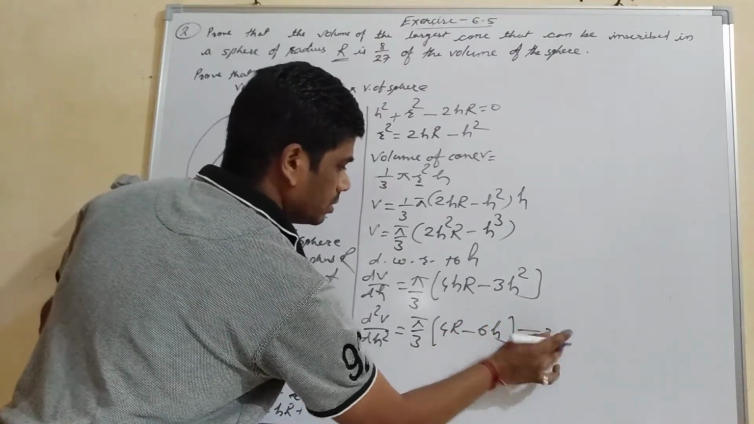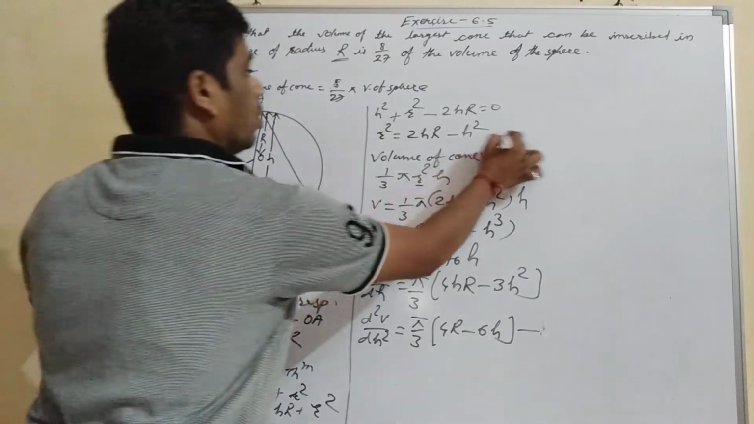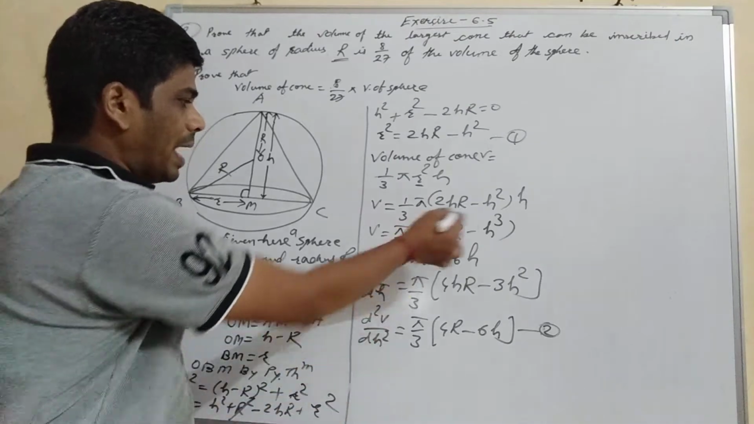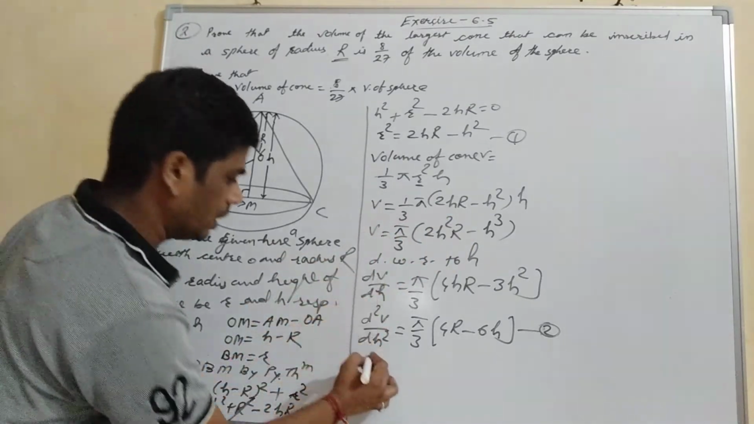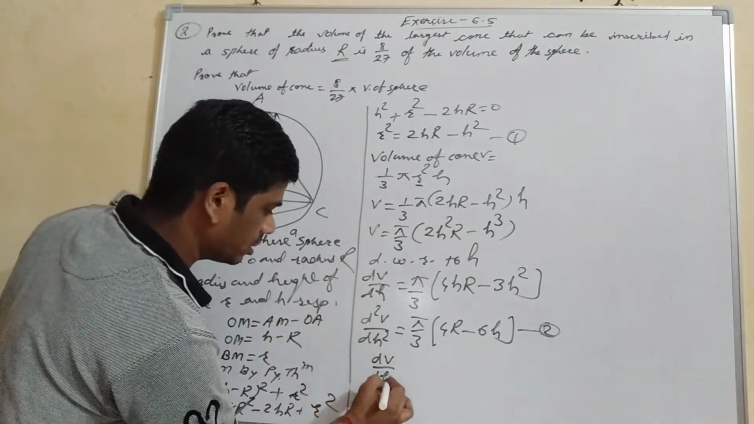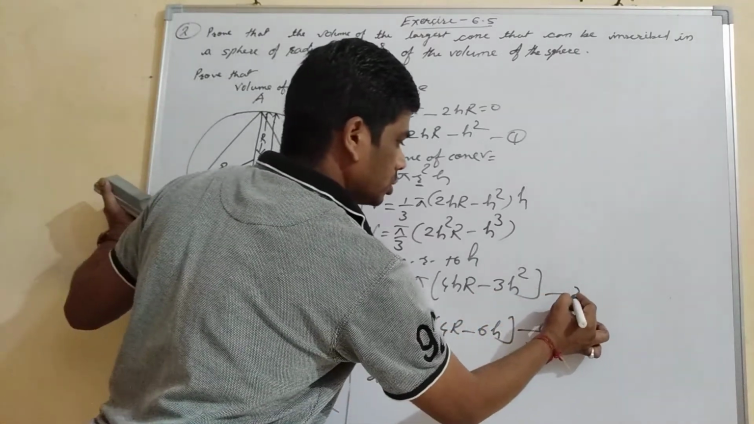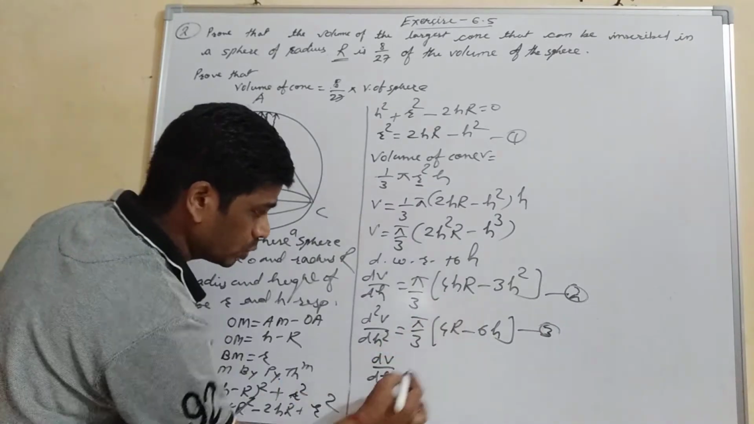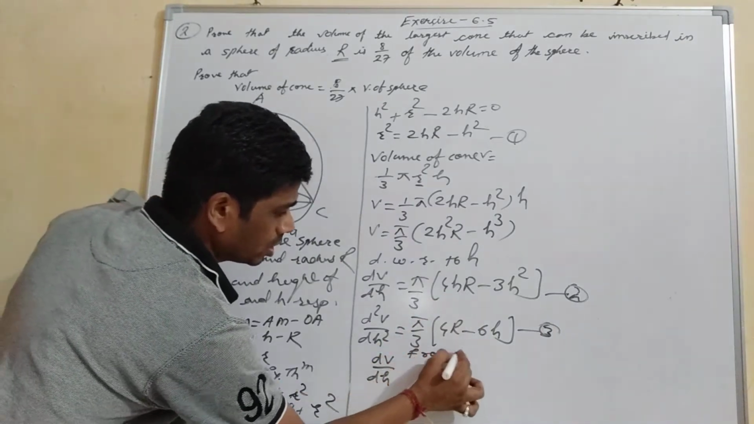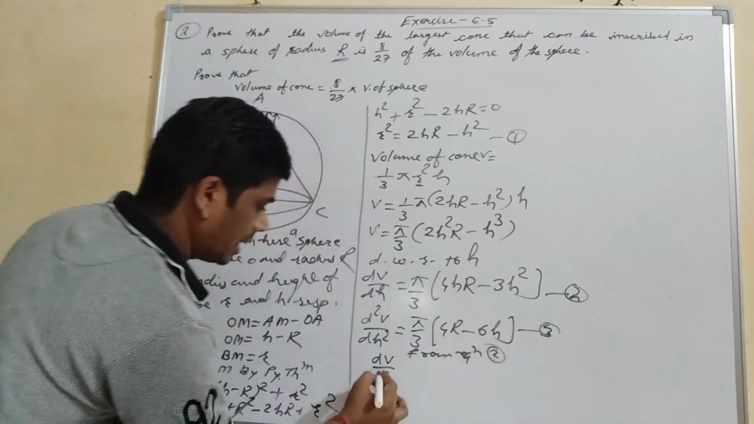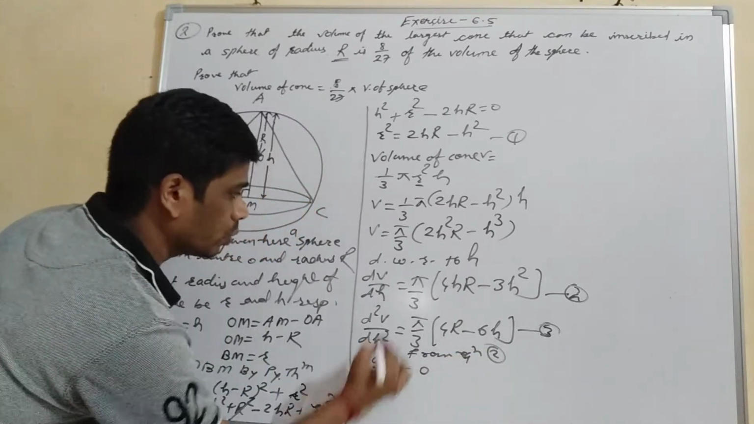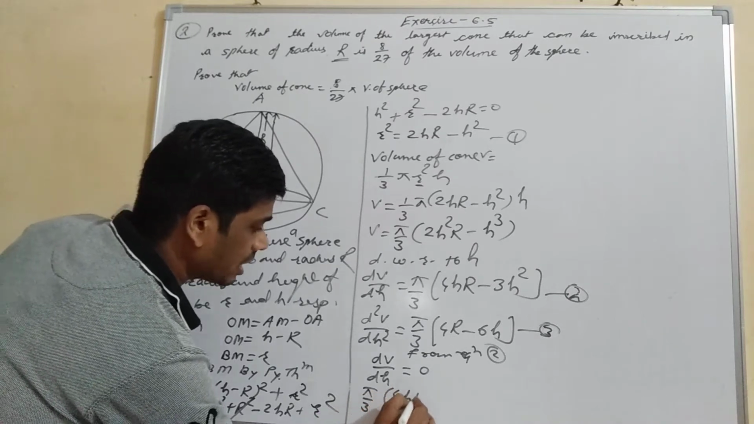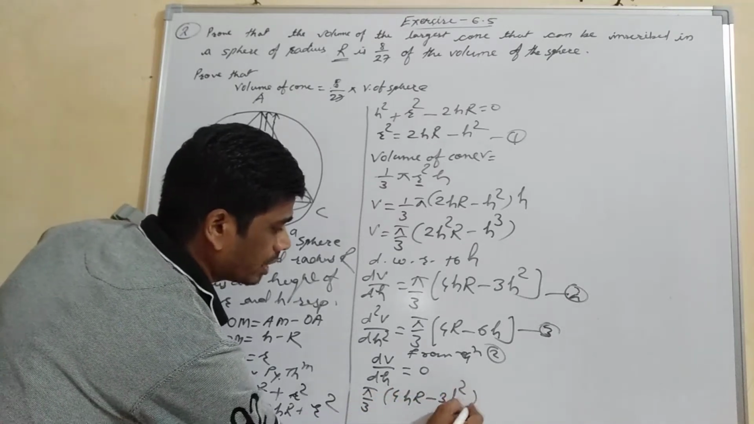This we will require. This is equation 1 and this will be equation 2. Now we will find the value of h by substituting dV upon dh in equation 2, and this will be equation 3. So from equation 2, we can write dV upon dh equal to 0, which means pi by 3 bracket of 4hR minus 3h square equal to 0.